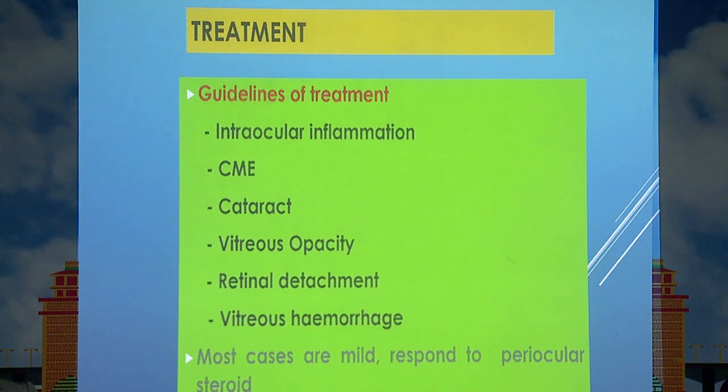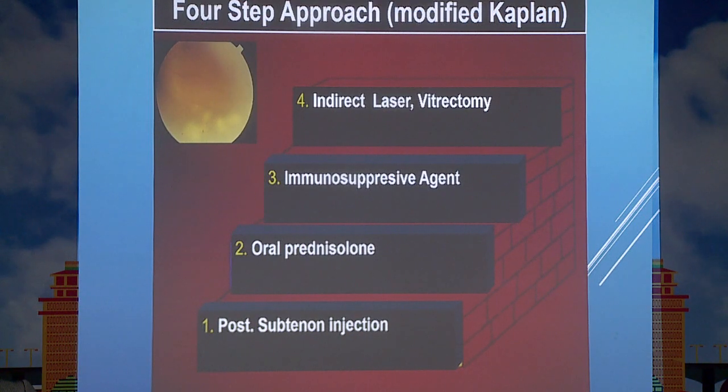Coming over to the treatment, the guidelines are basically you treat the intraocular inflammation, the CME, the cataract, the vitreous opacity, RD if there is any, and the vitreous hemorrhage. Most of the cases are mild, however, and respond only to periocular steroids. If you go by Kaplan's 4-step approach, we start with posterior subtenon injections. If the patient is not responding, we move over to oral steroids. If still it is further detrimental, then we give immunosuppressive agents, and ultimately for complications we go for indirect laser and vitrectomy.